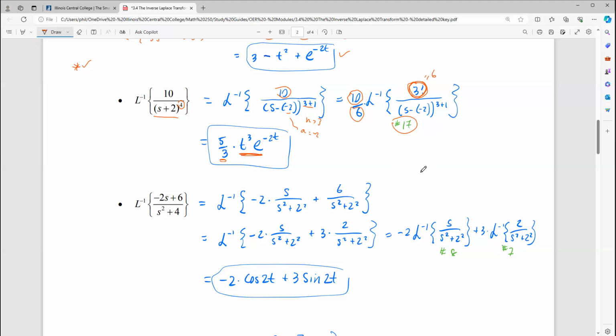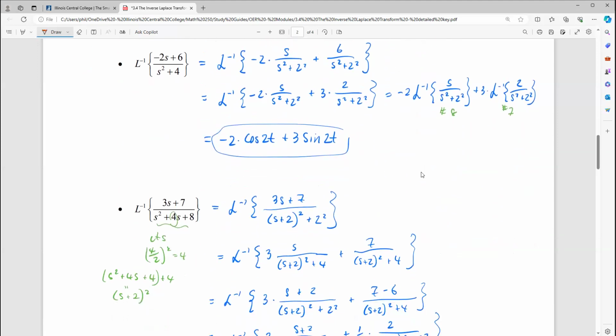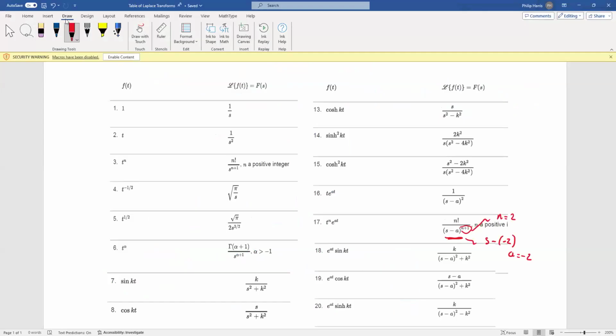All right, here's another similar situation. How do we find the Laplace inverse of this guy, which is negative 2s plus 6 over s squared plus 4? When I look at this, these should become familiar to you. When you see this s squared plus 4 in the denominator, this should look like something familiar on our Laplace transform table. So let me erase that stuff here. Now let's see if we can find it.